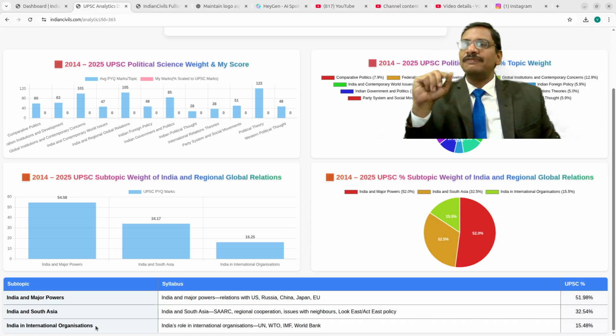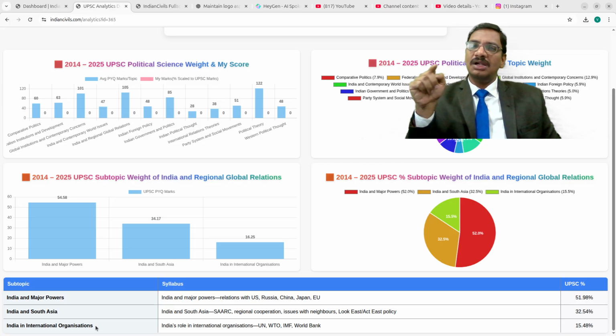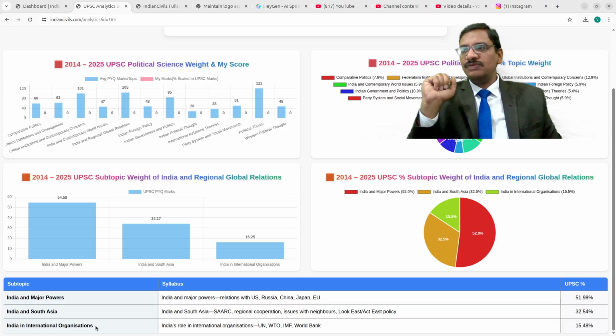And in that, the first part, that is India and major powers. This is the area where consistently you are getting very high score. Out of 105 marks, this itself is 54.58, and it comes out to almost 52%. So in the entire syllabus, this is the single topic which is getting 52%, and the syllabus that is classified is actually very small, that is India and major powers, relations with US, Russia, China, Japan and EU.